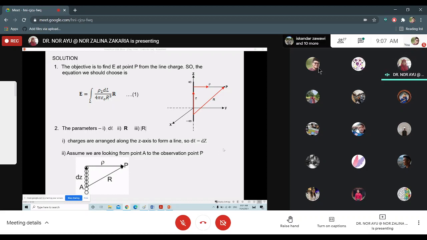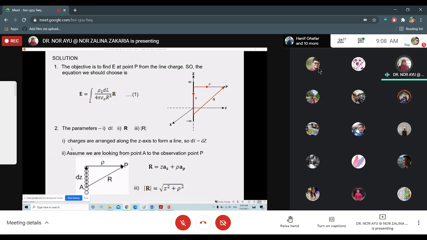So first one, what is your dl? Again, the charges are arranged along the z-axis, along this line. Meaning that dl will be dz. Ni tadi saya dah explain. So dl will be dz because dia dekat z line.